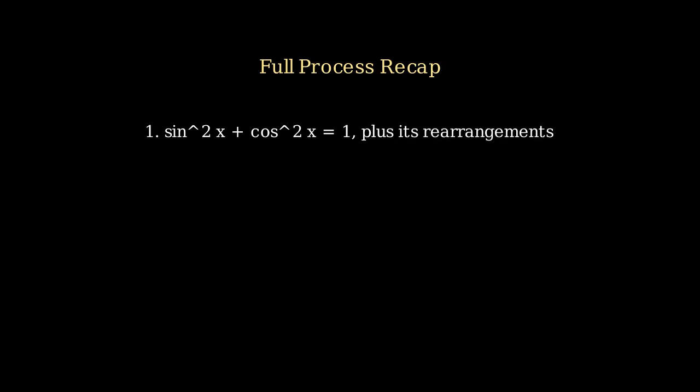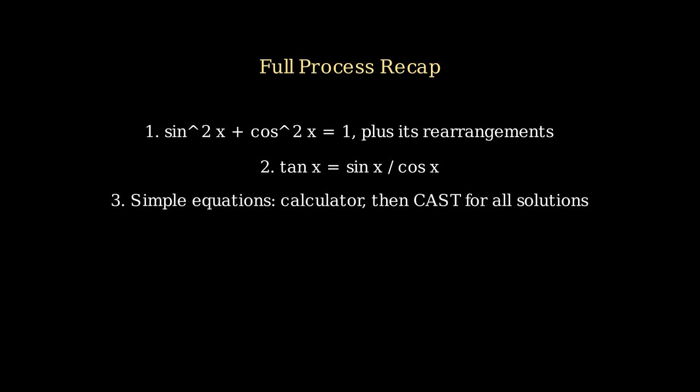Let's recap the full process from start to finish. Step 1. Remember sine squared x plus cosine squared x equals 1 and its 2 rearrangements. Step 2. Remember tangent x equals sine x divided by cosine x. Step 3. For simple equations, use the calculator for one solution, then use the CAST quadrant rule to find every other solution in range.